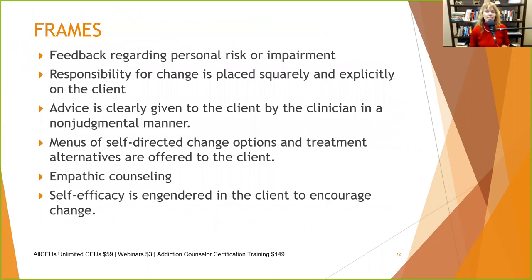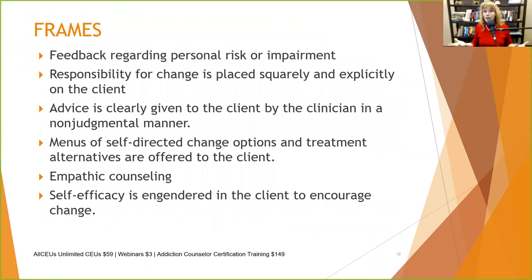Menus of self-directed change options and treatment alternatives are offered. So, maybe we think this one thing is the way to go, but that might not be what works for the client or what they're ready to do right now. So we want to have multiple different options. You might try some self-help support groups. There are these self-help books, and then we've got a depression group that meets once a week if you don't want to go into individual counseling. Or maybe they don't want to do group and they would prefer individual. So we want to give them as many options as possible.